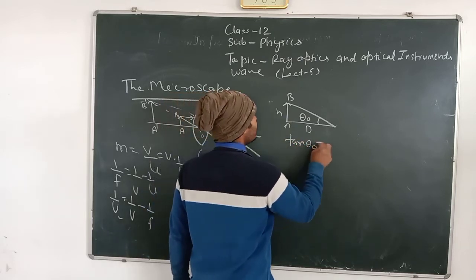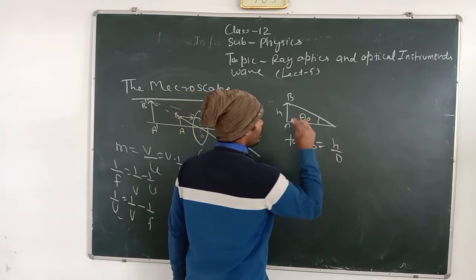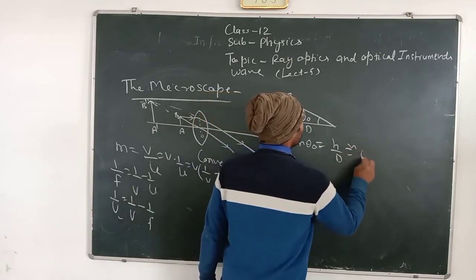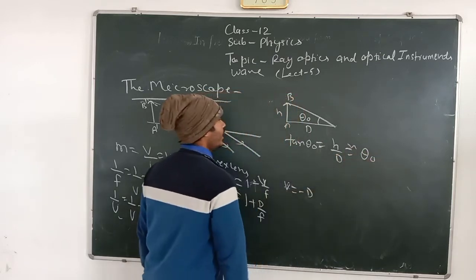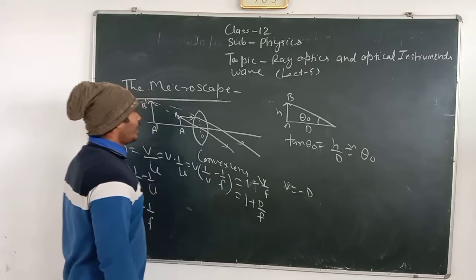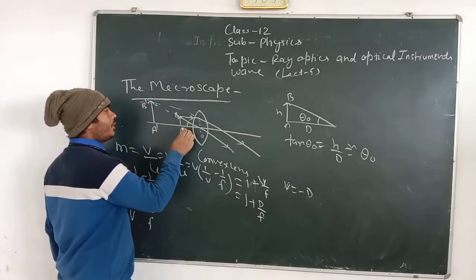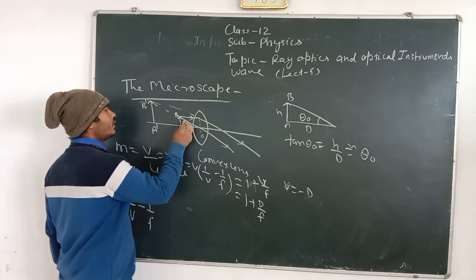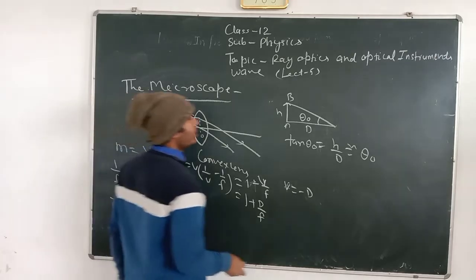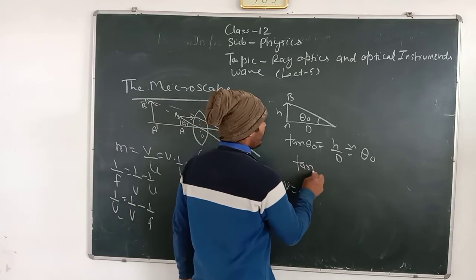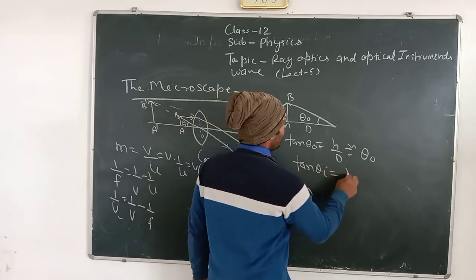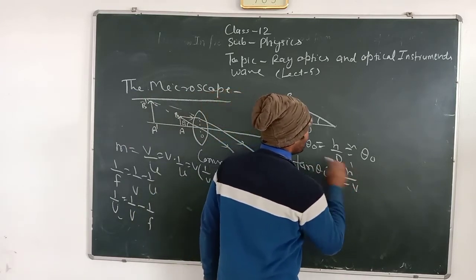Tan theta naught in this case will be equal to h upon d, and this will be nearly equal to theta naught. And let us suppose the angle made by the image is theta I. Is it clear? So tan theta I will be equal to h dash upon minus v.